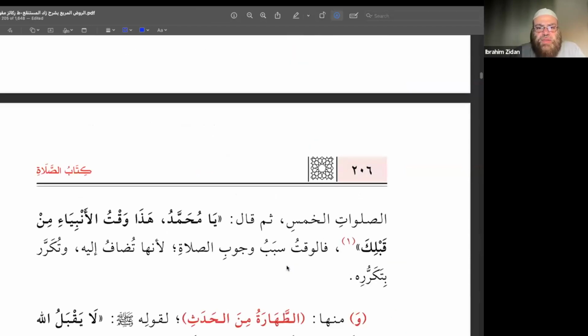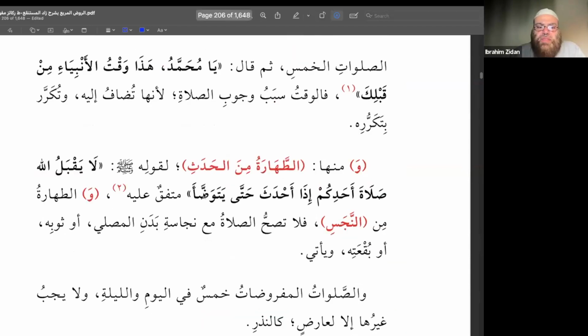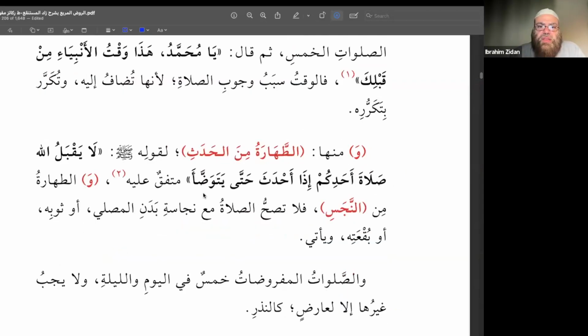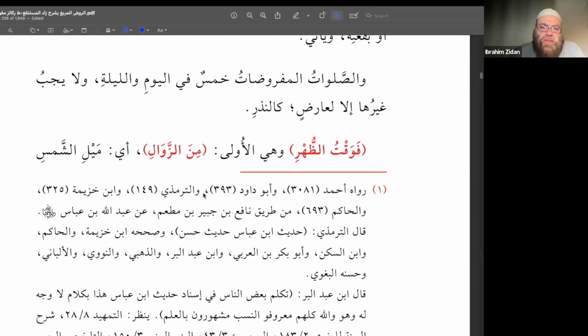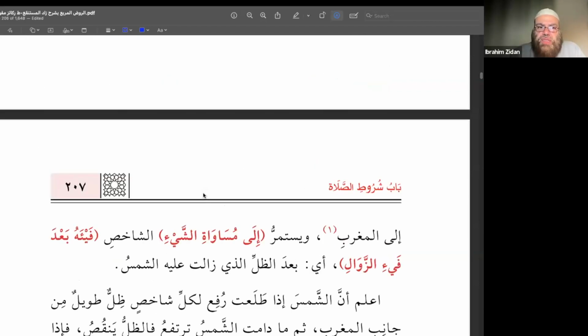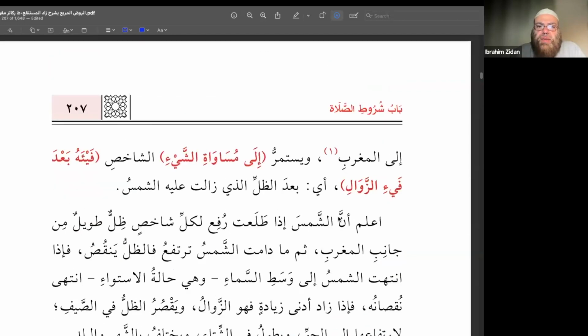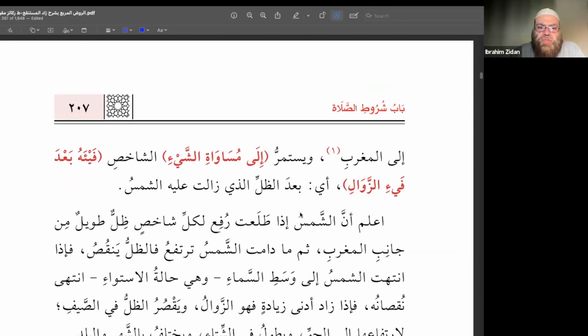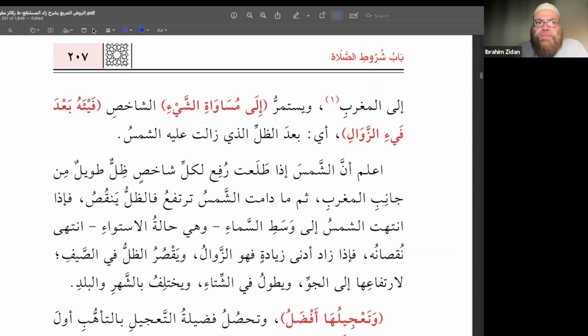Al-waqt, and there are many things mentioned here. And then al-tahara min al-hadath, the purification. Then the different times of the salawat. فوقت الظهر من الزوال إلى مساواة الشيء فيئه. And remember that مساواة الشيء بعد الظل. So if you try to do this practically, it is not exactly equal to the shade of the object, but you have to subtract the shade that stays at the time of zawal.